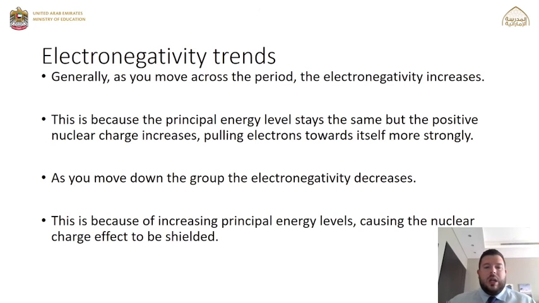Now, electronegativity trends. As we move across the period, the electronegativity increases. This is because there is a stronger positive nuclear charge and the same principal energy level, so therefore it can attract these negative charges easier. It can pull the electrons towards itself more easily. As we move down the group, there are more principal energy levels, there is more shielding from that nucleus, and therefore it is not as good at attracting the electrons towards itself. As you go down the group, it becomes less electronegative.